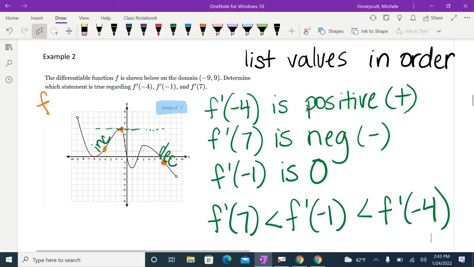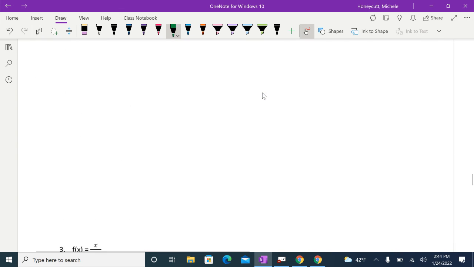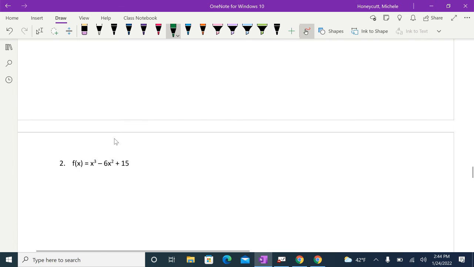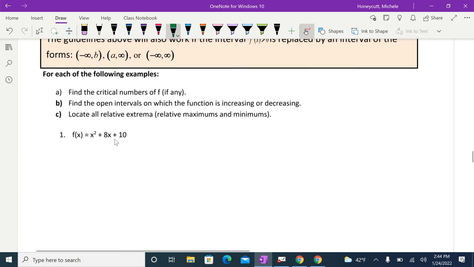Now we are going to stop this video for right now. You might notice that there's some more to your notes, but next lesson we'll learn how to tell similar characteristics, but instead of using a graph, we'll be using some algebra.